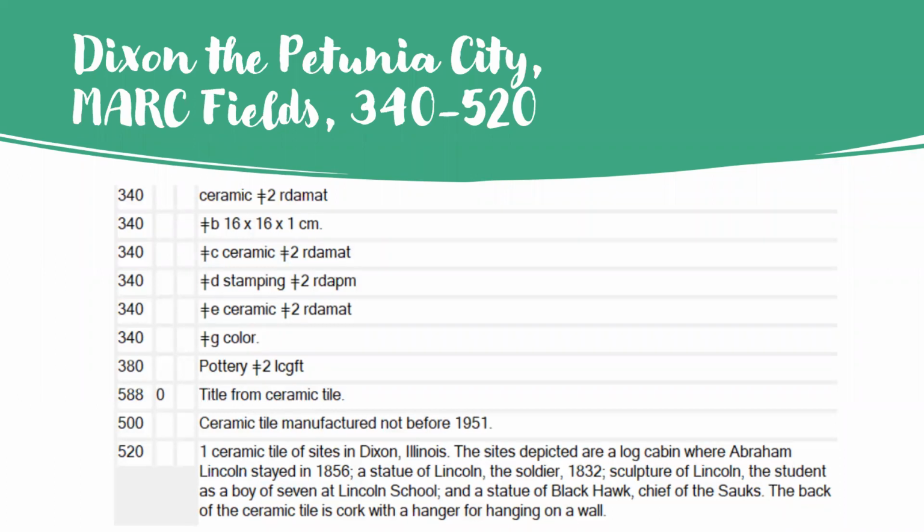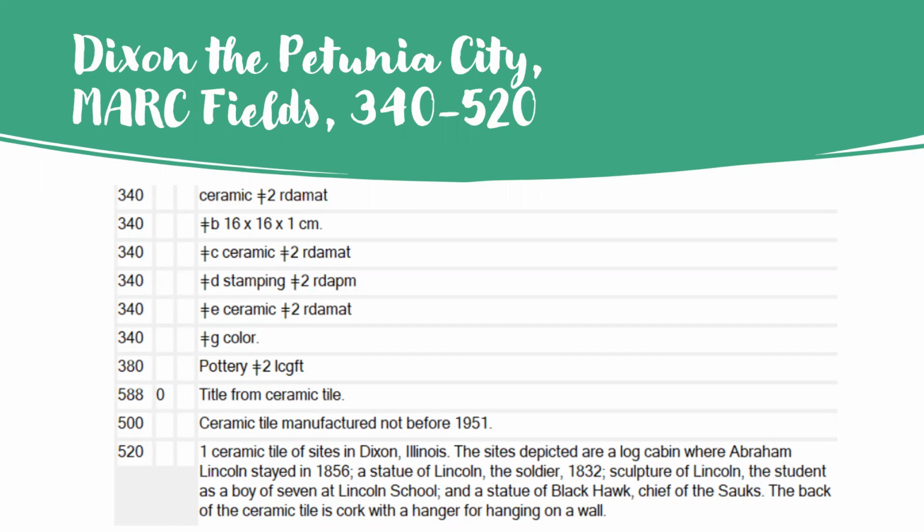So here are some more of the variable fields, the 340 through the 520 for Dixon, the Petunia city. So there are multiple 340 fields, physical medium, for the materials, which are in subfield A, which is ceramic, and subfield C, which is also ceramic. The dimensions, which are in subfield B, which are 16 by 16 by 1 centimeter. The recording technique, which is in subfield D, which is stamping. Support is in subfield E, which is ceramic. And then the color content is found in subfield G, which is color. And then the 380 field, form of work, is a genre form term, pottery.